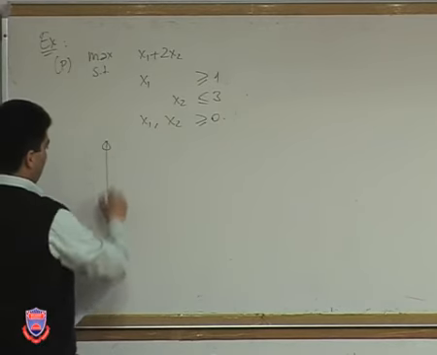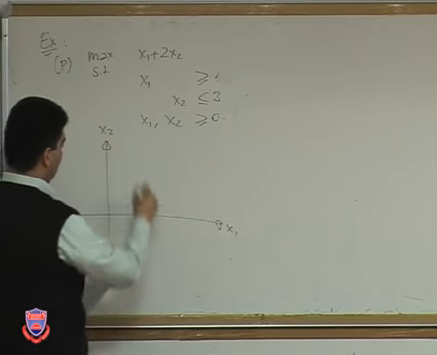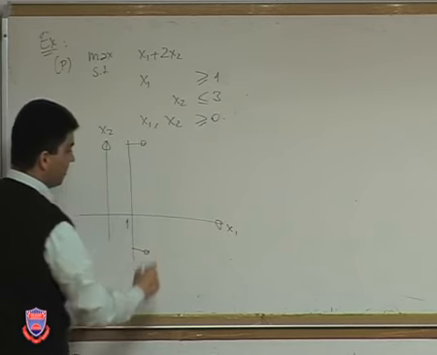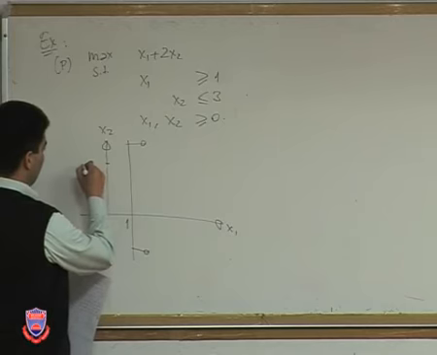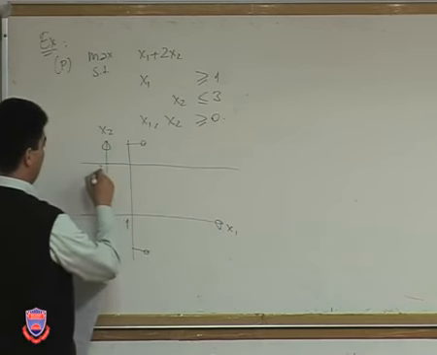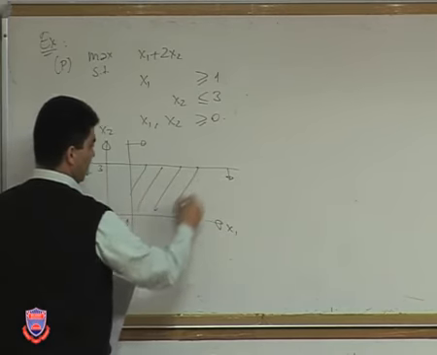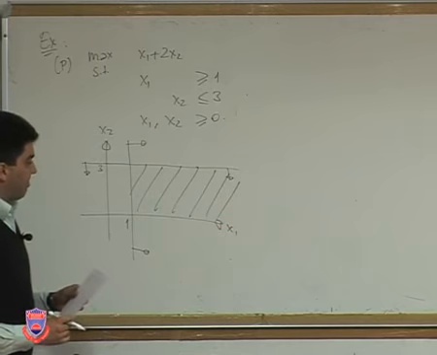So let me just draw the feasible region. Again, I have two variables, x1 and x2. The first constraint says that x1 is at least as large as 1, so it's everything on or to the right of this line. The second one says that x2 is less than or equal to 3. So 3 is somewhere over here, and everything should be less than or equal to 3. So this is my feasible region, basically, right? Together with non-negativity constraints. Okay.